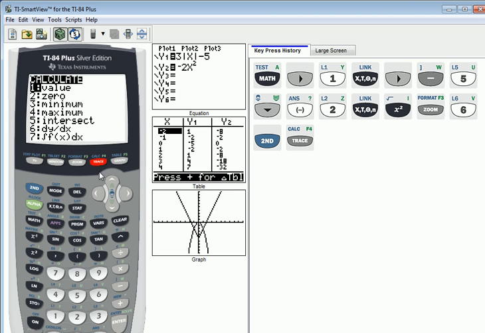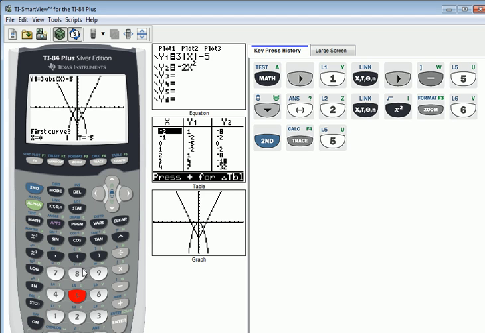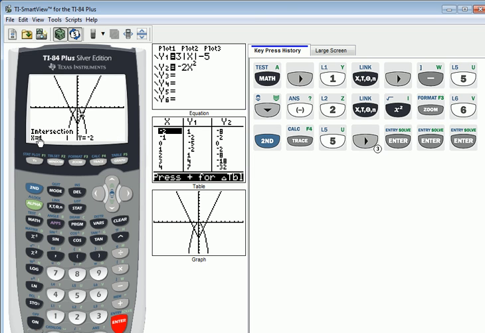But we can calculate. Second trace is calculate. And we're going to calculate the intersection, which is choice 5. I'm going to go over close to where I want. And I'm on my first curve, which is the absolute value. And I'm going to hit enter to select that one. Then do you see it jumped over to, and we can see up here in this corner of the screen, it jumped to the parabola, the quadratic, negative 2x squared. And I'm close to that intersection, so I'll hit enter. I always hit enter for guess. And you see it gives me the intersection of the point 1, negative 2.